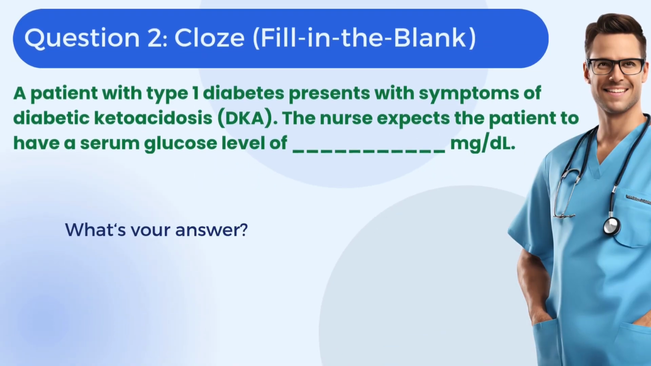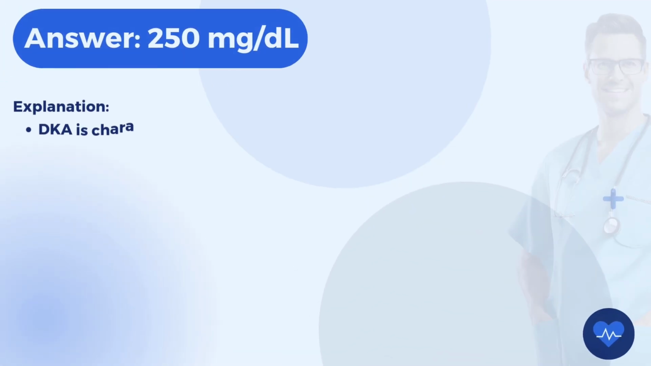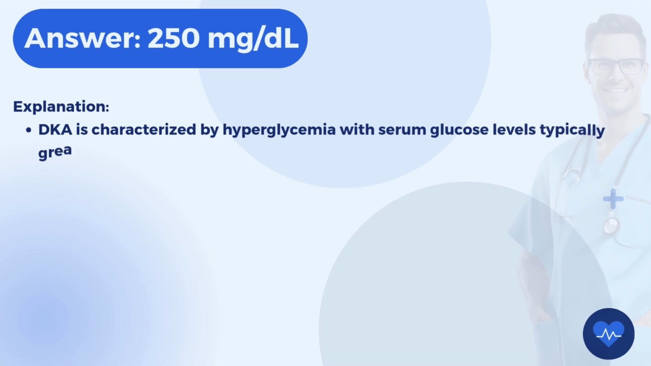Question 2. Cloze, fill in the blank. A patient with type 1 diabetes presents with symptoms of diabetic ketoacidosis, DKA. The nurse expects the patient to have a serum glucose level of blank milligrams per deciliter. Answer: 250 mg per deciliter. Explanation. DKA is characterized by hyperglycemia with serum glucose levels typically greater than 250 mg per deciliter.